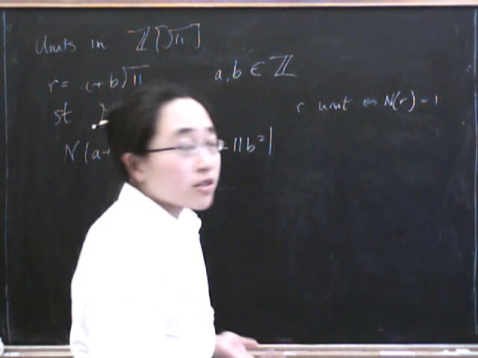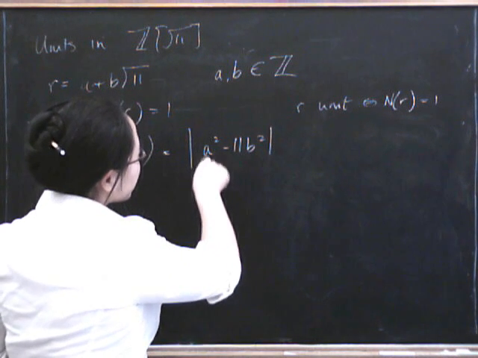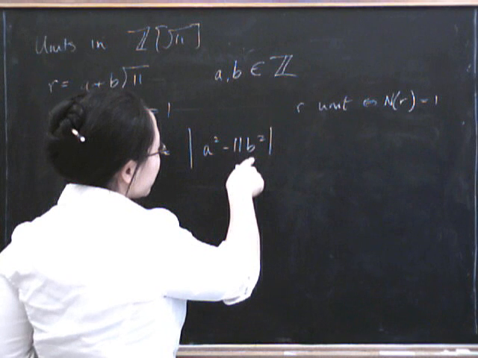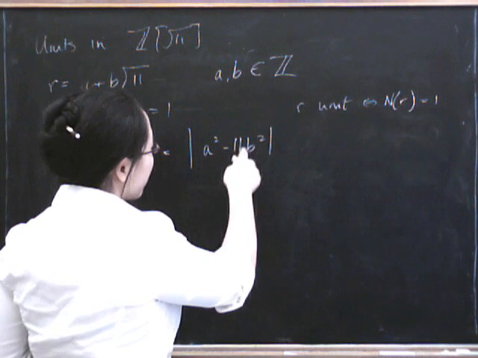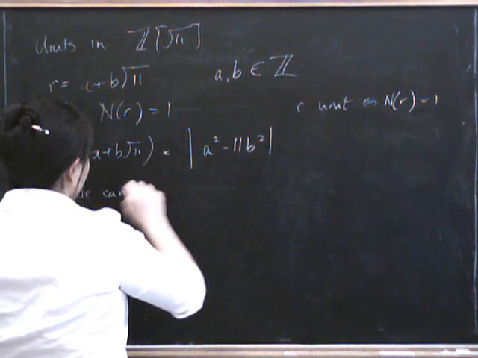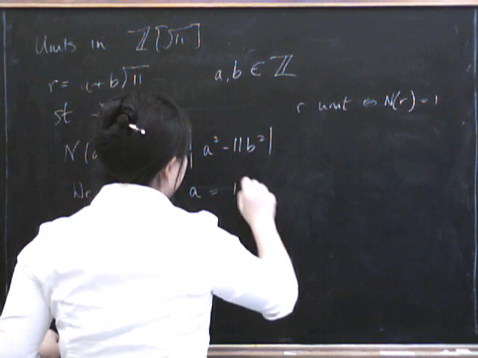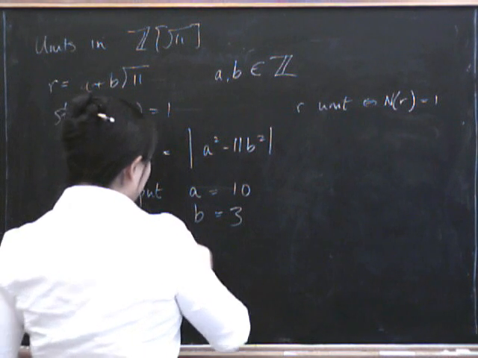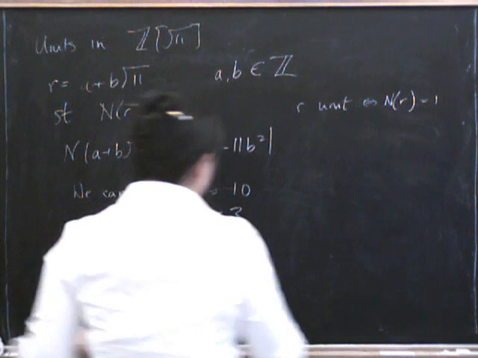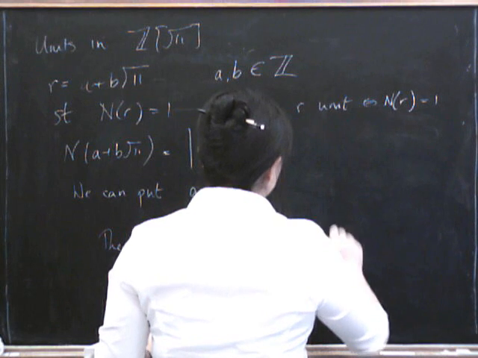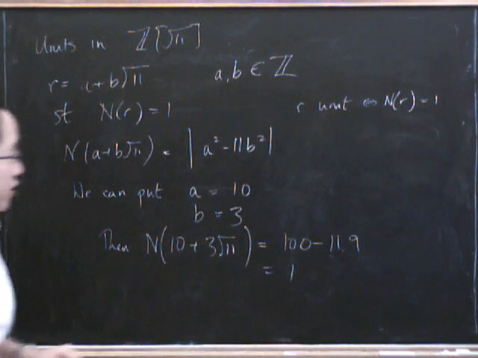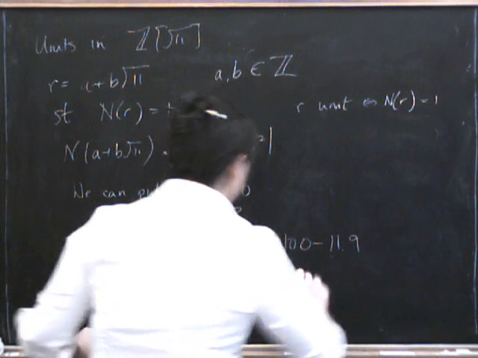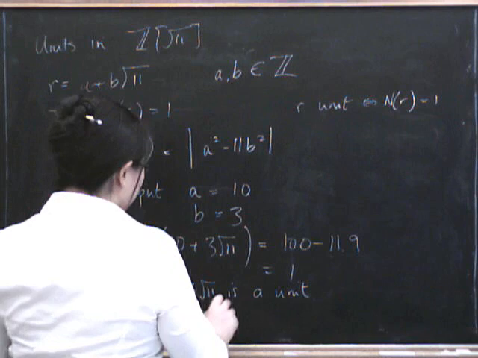So basically the best way to do this is to do it by trial and error. And if you think about putting a square in there and a square in there, hopefully pretty soon by trial and error, you'll see that you could have 100 here and 9 there as your two squares. And if you subtract 11 times 9 from 100, you get 1. So we can put A equals 10 and B equals 3, because then the norm of 10 plus 3 root 11 is going to be 100 minus 11 times 9, which is 1. So that shows that this is a unit. So 10 plus 3 root 11 is a unit, and it's greater than 1.